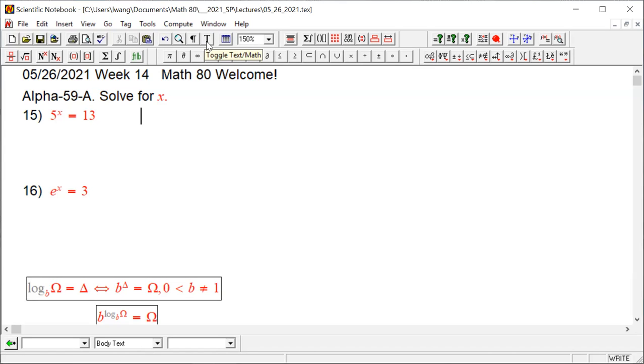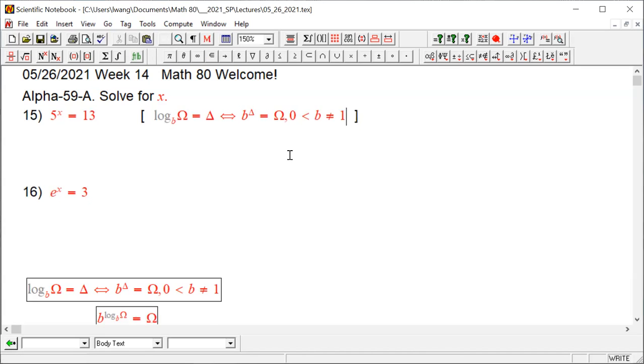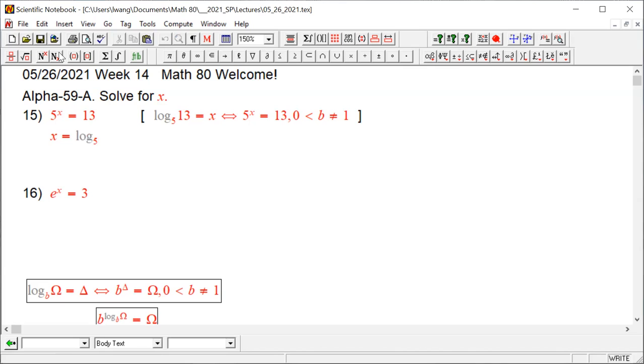I think by this time you guys are probably very good at applying the definition already. The base is 5, so we have 5 to the power of x. So this is x, the base is 5, and omega is 13. So there you go. You get your solution already, which is log base 5 of 13.